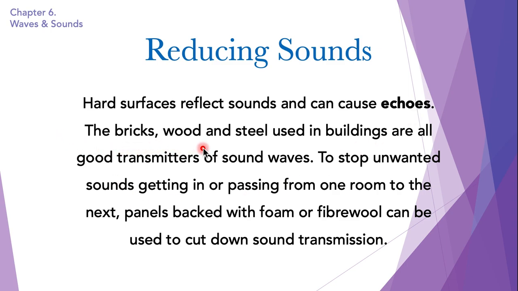The bricks, wood, and steel used in buildings are all good transmitters of sound waves. So, to stop unwanted sounds getting in or passing from one room to the other, panels backed with foam or fiber wool can be used to cut down sound transmission. So this is one way we can cut down sound. We can also have double or even triple glazed windows to reduce sound transmission. Glass is a good transmitter of sound waves, but glass sheets with an air layer sandwiched between lets much less sound through.